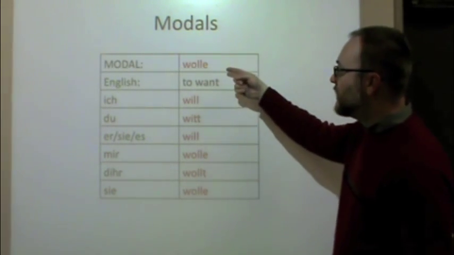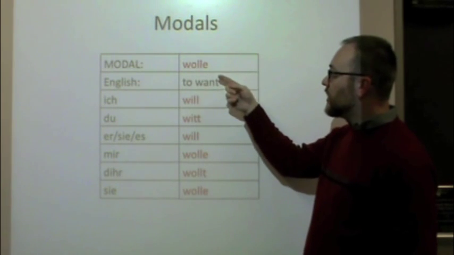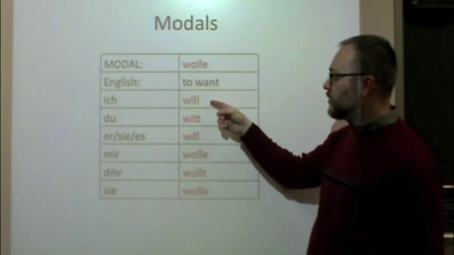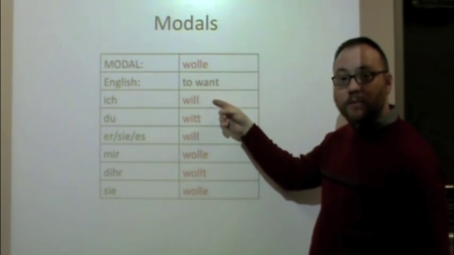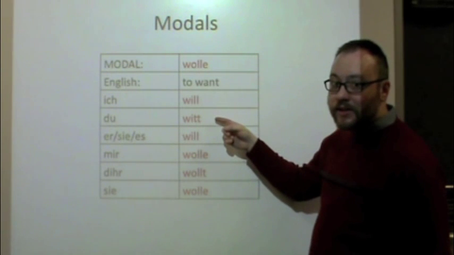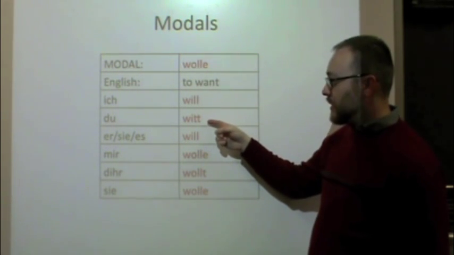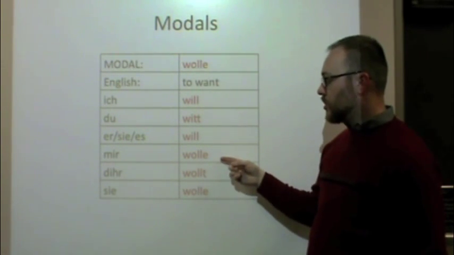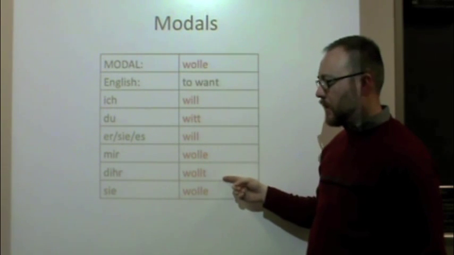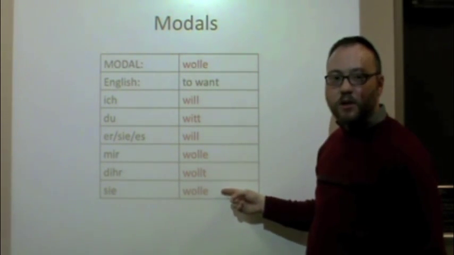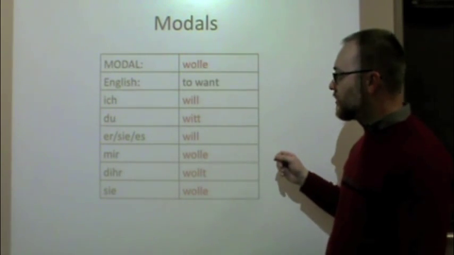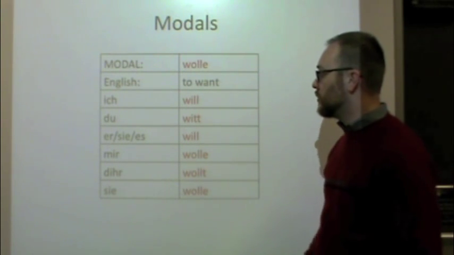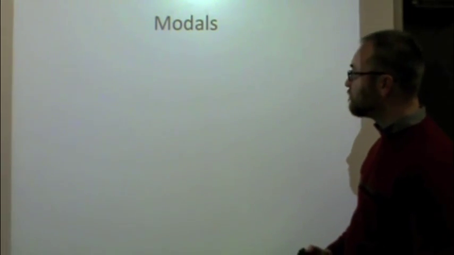Wolle. W-O-L-L-E. And that means to want. Wolle. Notice the O changes to an I in the first three forms. So it goes from wolle to ich will, du wit. That one changes quite a bit, so be careful. Du wit, sie und es will. And then it goes back to O. Mir wolle, dir wollt, and sie wolle. Out of all of them, this one changes the most, especially in that du form, so be careful of that. Wolle, to want something. Okay?